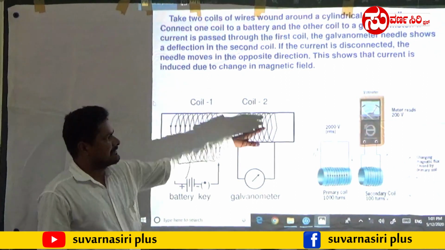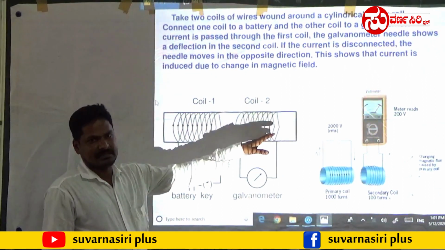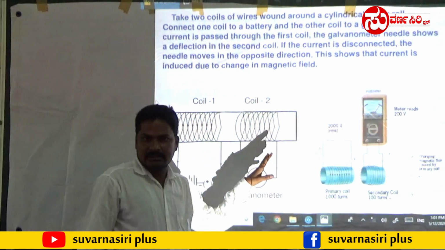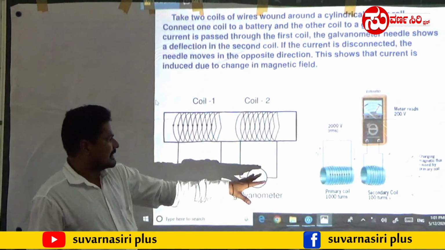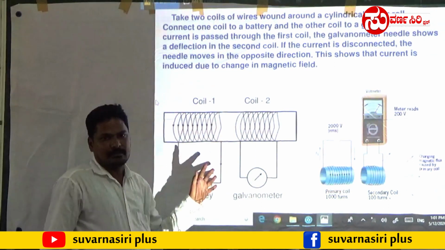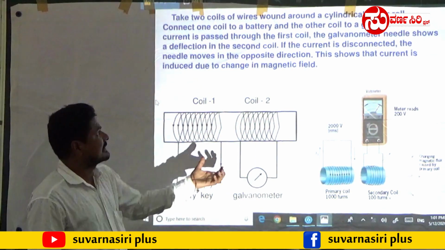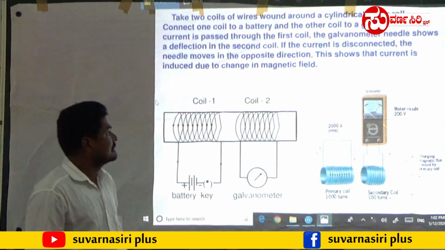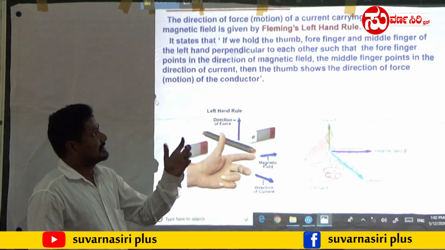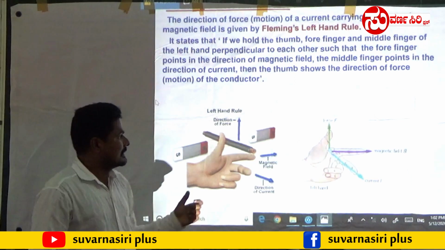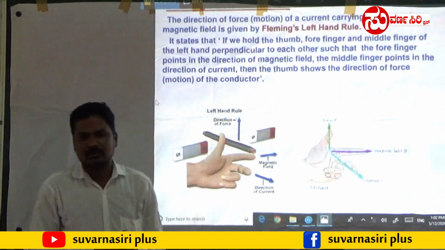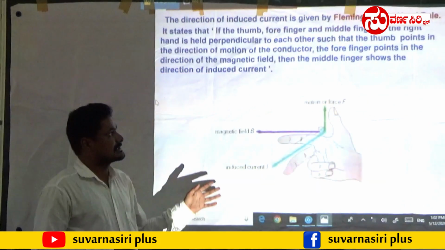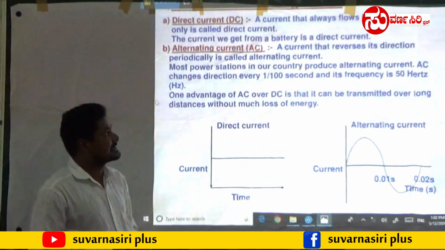So this magnetic field can pass in this also. So this can produce one of the phenomena. This is also the magnetic effect of electric current, and mutual induction also we should learn. And next we should learn about Fleming's left hand rule and right hand rule. So there are two rules, left hand rule and right hand rule. So in this topic we should discuss. And here this is Fleming's right hand rule.